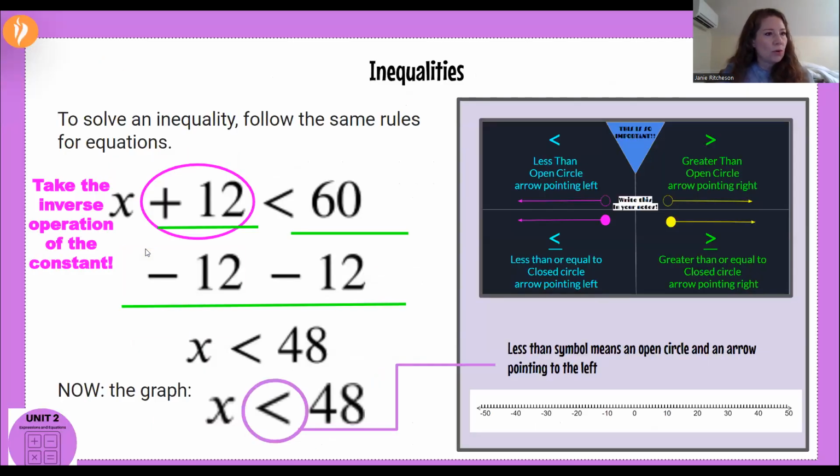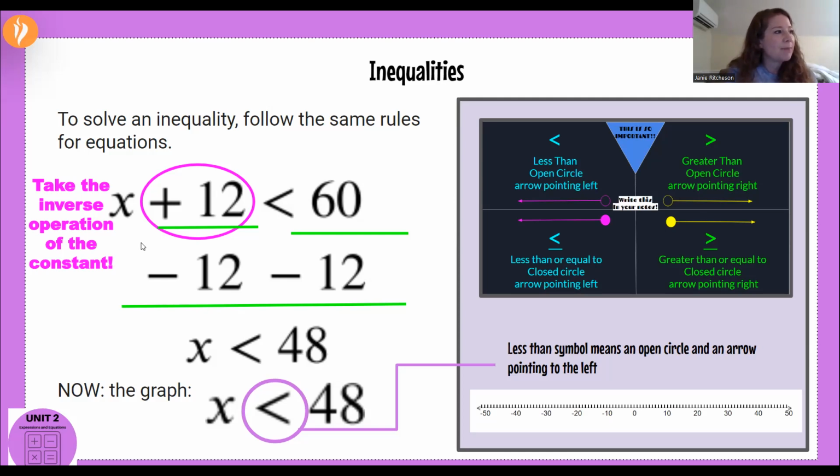All right, so now we know how to graph. Now we're going to start solving inequalities. Solving inequalities are the same exact steps as solving equations. The only difference is instead of writing equals, you're writing your inequality sign.